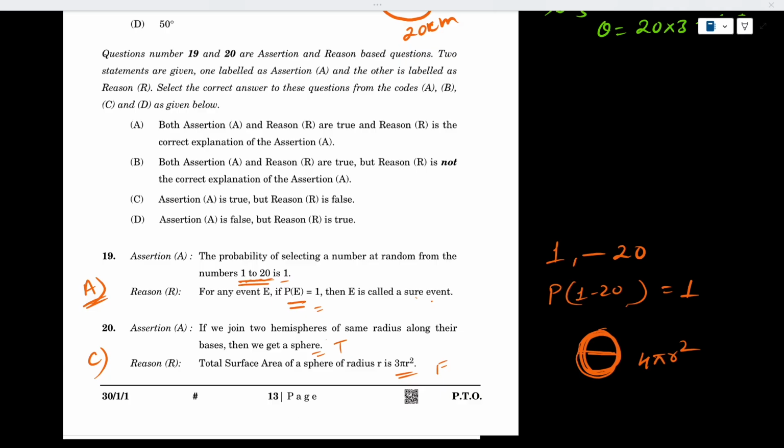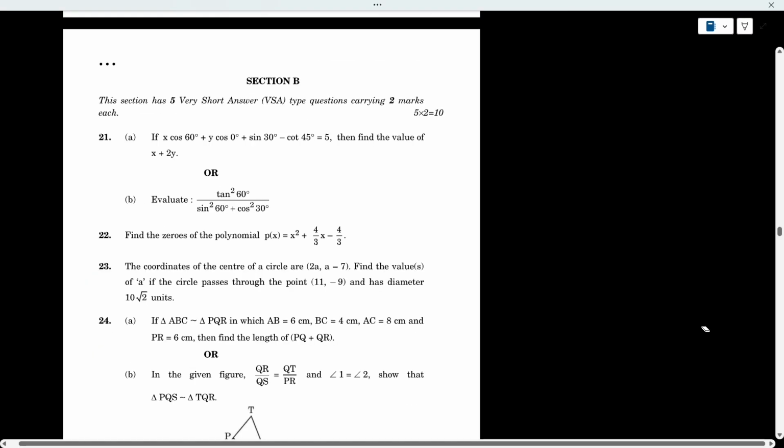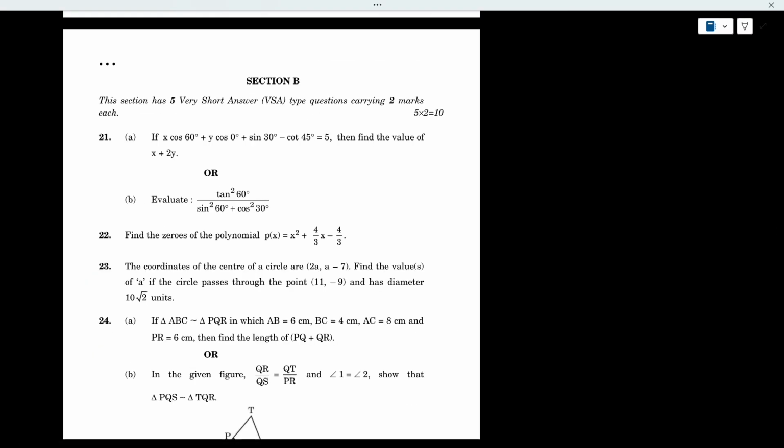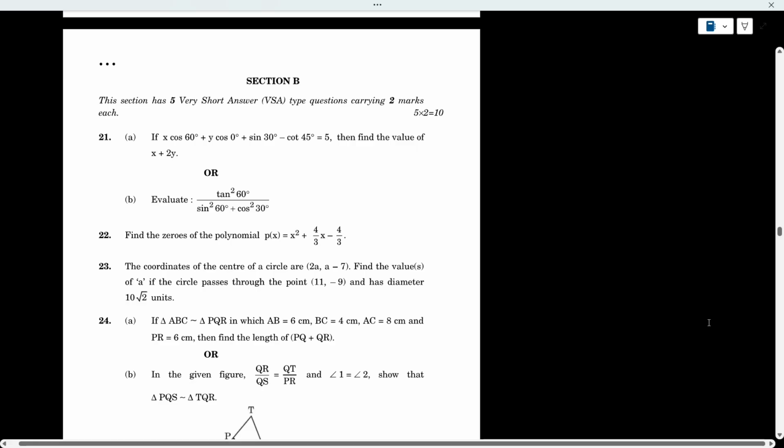Now we'll go for the 2 marker questions. I'll be explaining all the questions by giving you all the required statements, how you are going to solve it, so that you don't lose marks for not writing the proper steps, right? So let us go for 2 marker questions. Now this is your second section, section B, which has 5 questions of 2 marker, right?